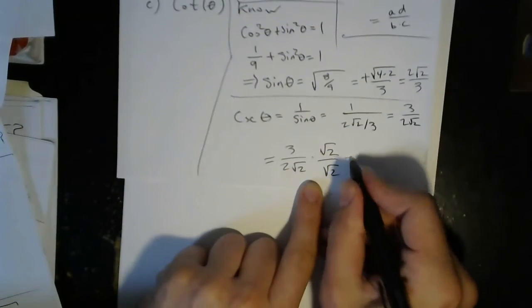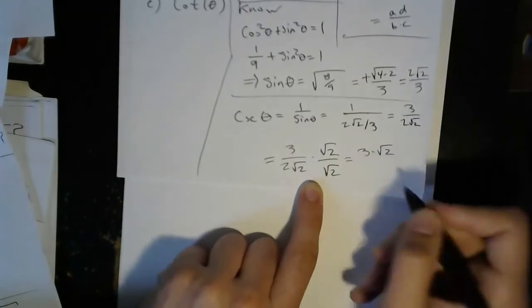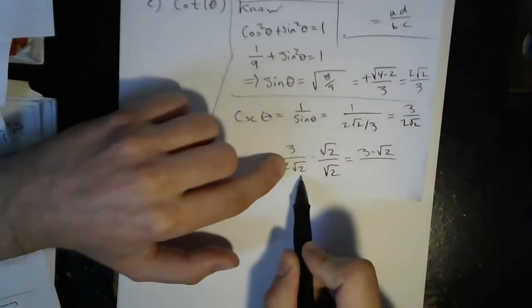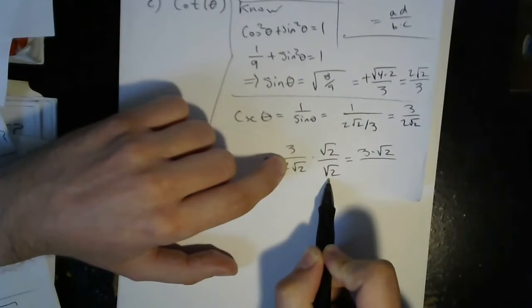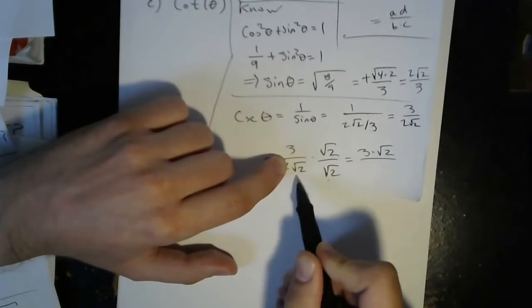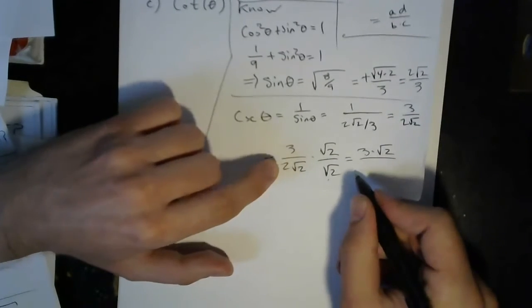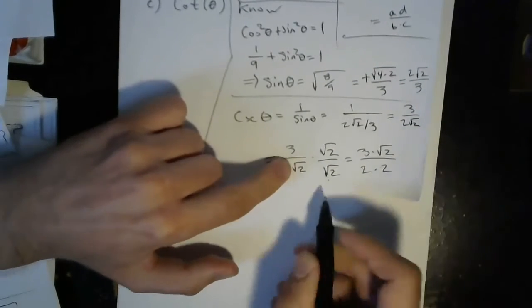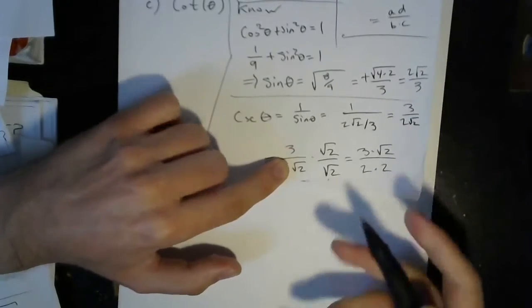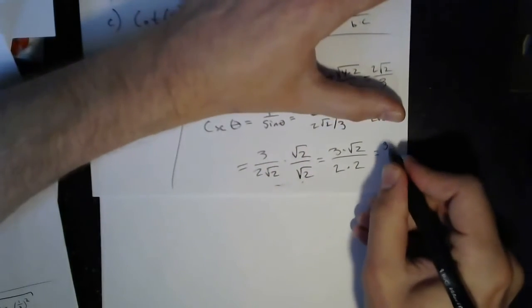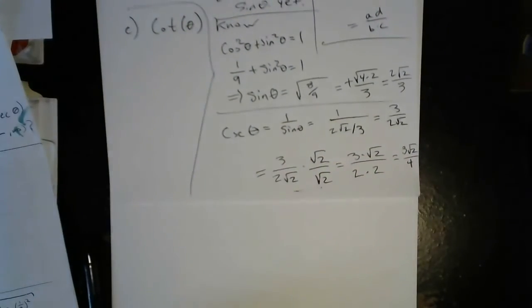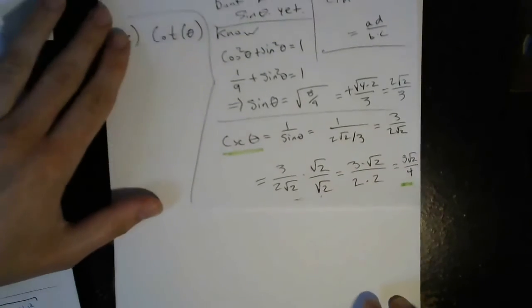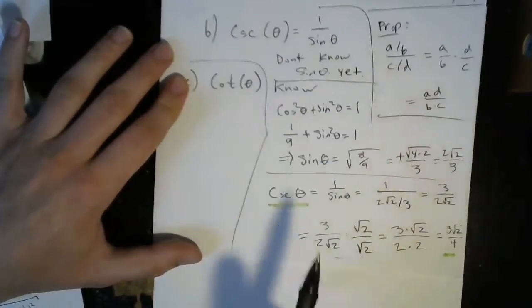The top is 3 times root 2. No way to simplify that. Root 2 times root 2 is root 2 squared, right? And then the square undoes the root, and we just get 2. So then there's this 2 times these two root 2's gives us 2 times 2, and so our final answer is 3 root 2 over 4. That is the value of cosecant theta. So a little bit involved on that one because we don't know sine.